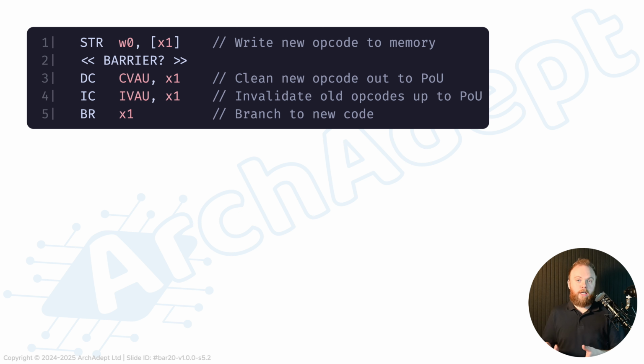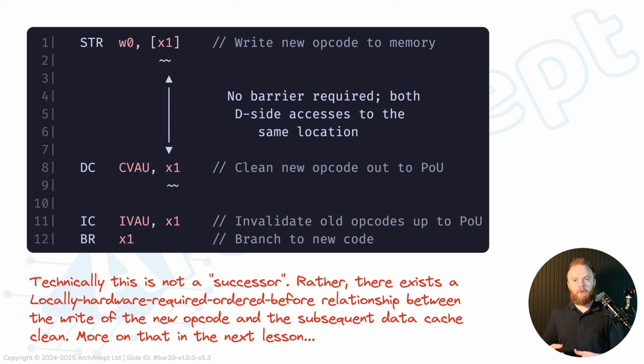Okay, can they be reordered with respect to one another? And actually, you'll recall from the workshop in part 1 that no, these two accesses cannot be reordered with respect to one another because they're both D-side accesses to the same location. It's worth noting here that while you can think of the DC CVAU as being a local successor of the store, formally we would actually say that there exists a locally hardware required ordered before relationship between the write of the opcode and the subsequent DC CVAU, and more on that in the next lesson where we'll be exploring ARM's formal memory model definitions.